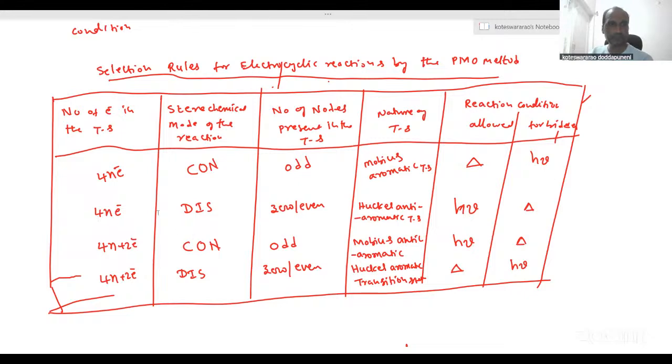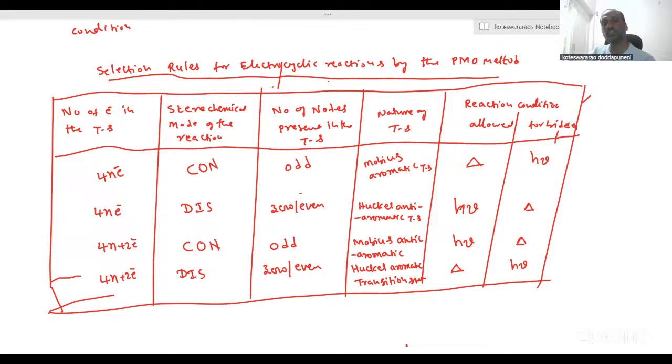Next, second one: 4n electrons, disrotatory electrocyclization. If 4n electrons are involved in the electrocyclic reaction and the stereochemistry is disrotatory, the overlapping of the two termini of the pi system involves zero or an even number of nodes.